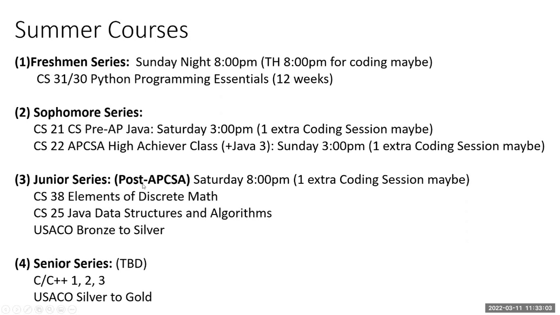Okay, and then if you finish the AP Computer Science course, after that we will offer you discrete math and Java 3 data structures and algorithms, if you have not finished it. Along with that, you will also receive the USACO Bronze level training. This is a junior year training. And senior year will focus on C++ and possibly higher levels. And here, if you start early, you will move on earlier to the next level.